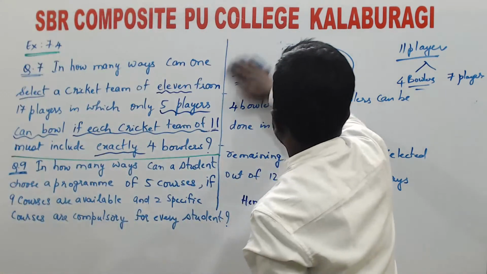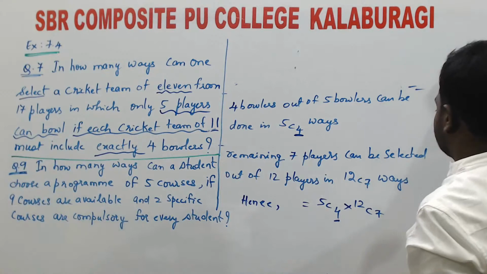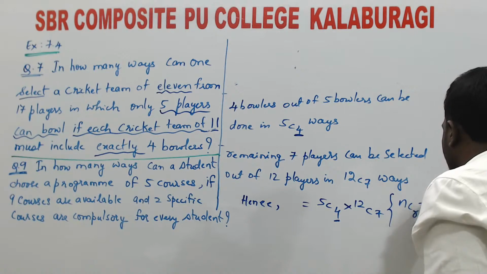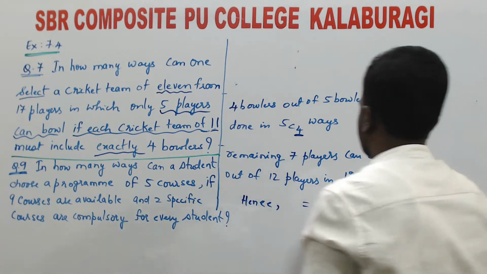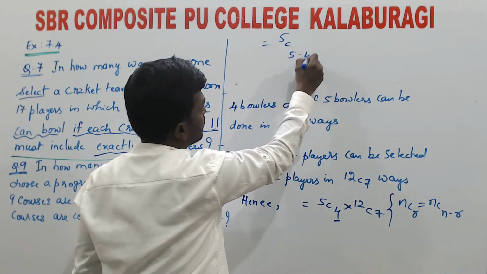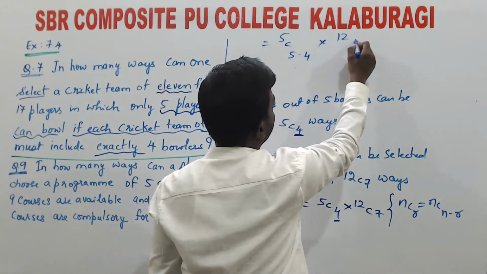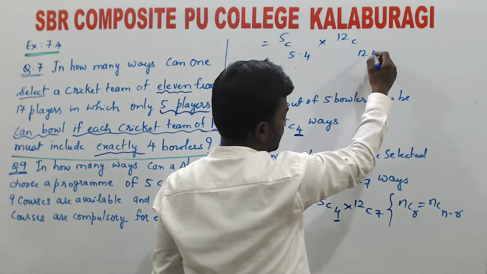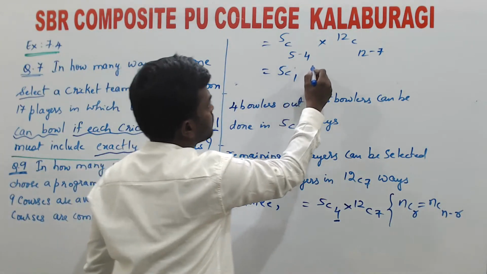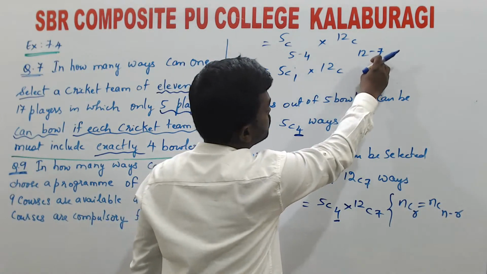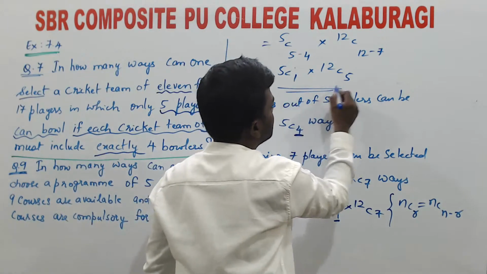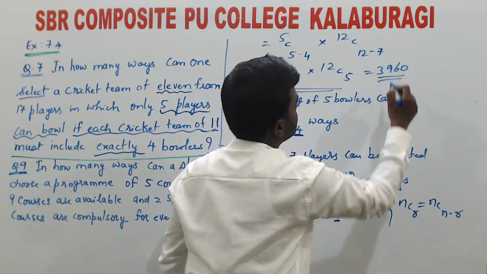Okay. So using the formula nCr equals nC(n minus r), we can write 5C4 as 5C(5 minus 4), and 12C7 can be written as 12C(12 minus 7). So 5C1 into 12C5. Just simplify this, you will get the answer as 3960.